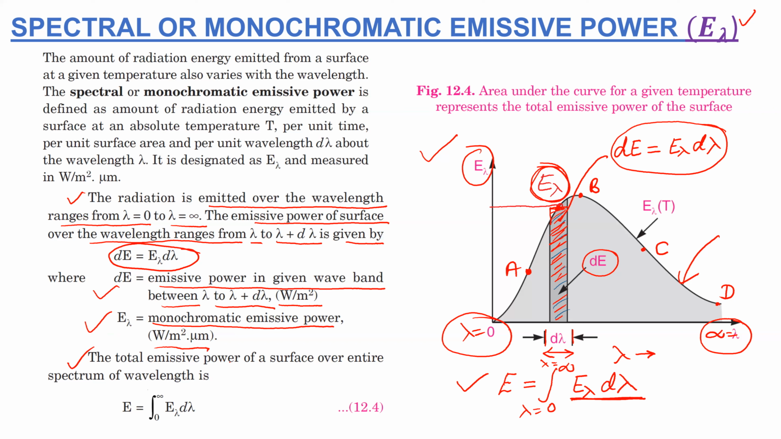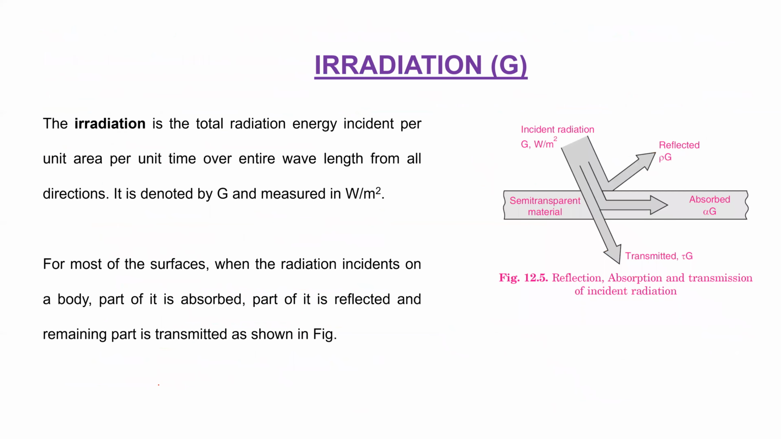And the total emissive power of the surface over the entire spectrum of wavelength varying from lambda equal to 0 to infinity is given as E equal to the integral of E lambda d lambda from 0 to infinity. And this way we can calculate the total emissive power. Here E is the total emissive power.